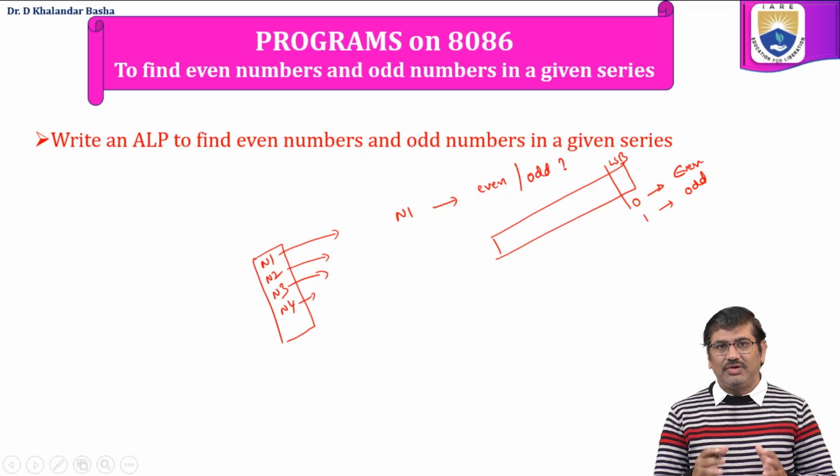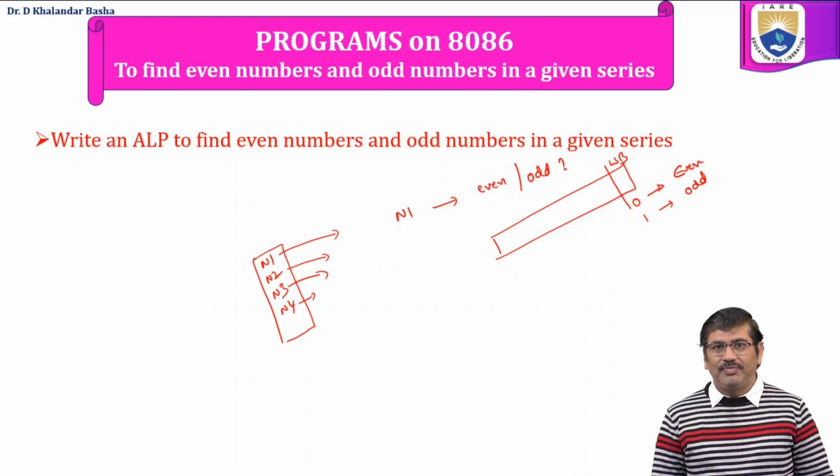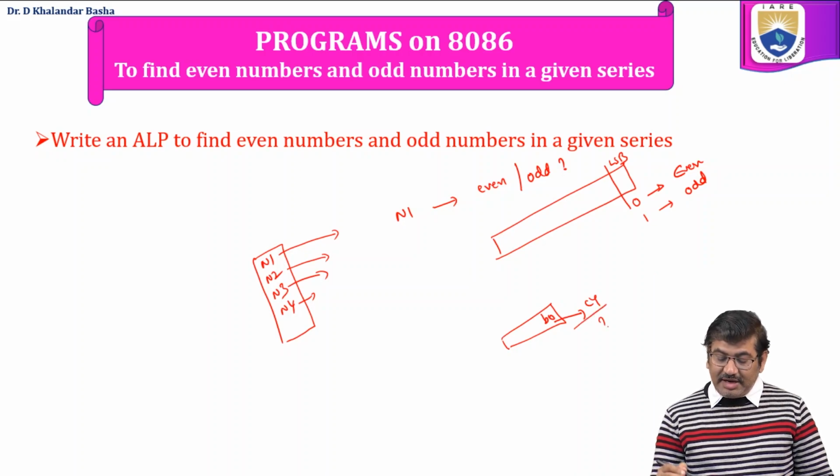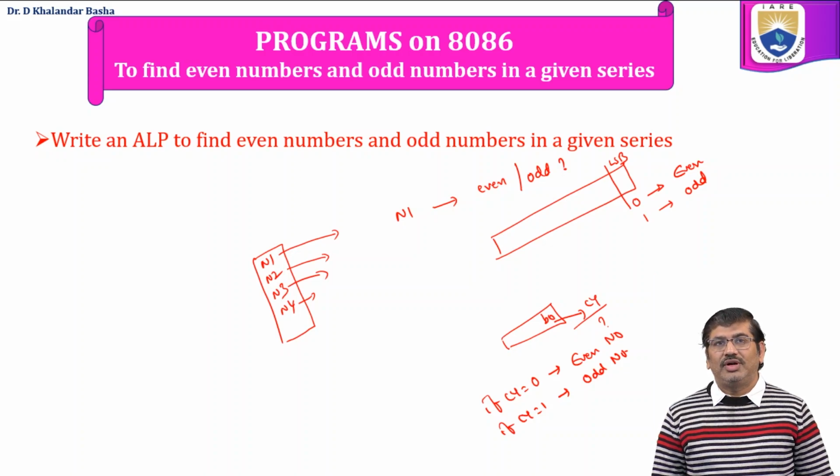So what we will do is take one data and shift or rotate the contents towards the right side by 1 bit. When you shift the contents towards the right by one bit, the B0 bit will be moved to the carry flag. So by checking the carry flag, we can decide whether it is an even number or an odd number. If carry is equal to 0, the given number is even. If carry is equal to 1, the given number is odd. This is the logic we are going to employ for writing a program to find even numbers or odd numbers.